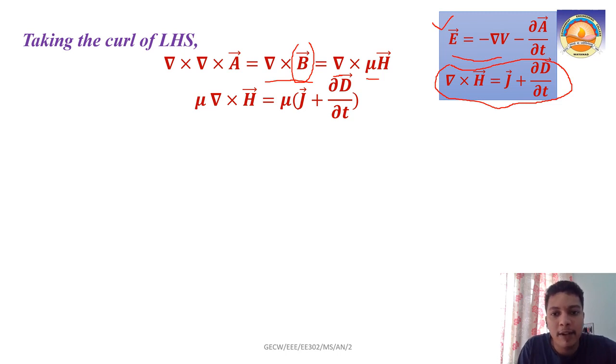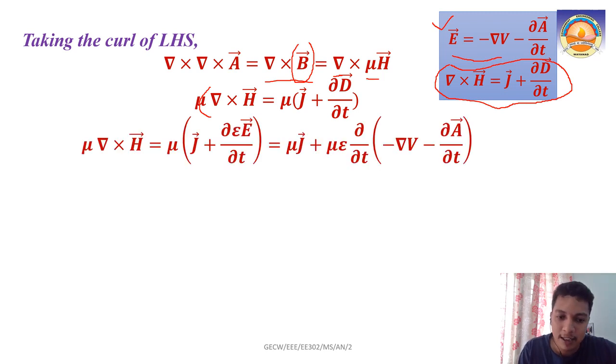How? The expression del cross mu H, we can write as what? Since mu is a constant for linear isotropic materials, we will take mu out. Del cross mu H becomes mu into del cross H. And we already defined what it is equal to: mu into J plus dou D by dou t.